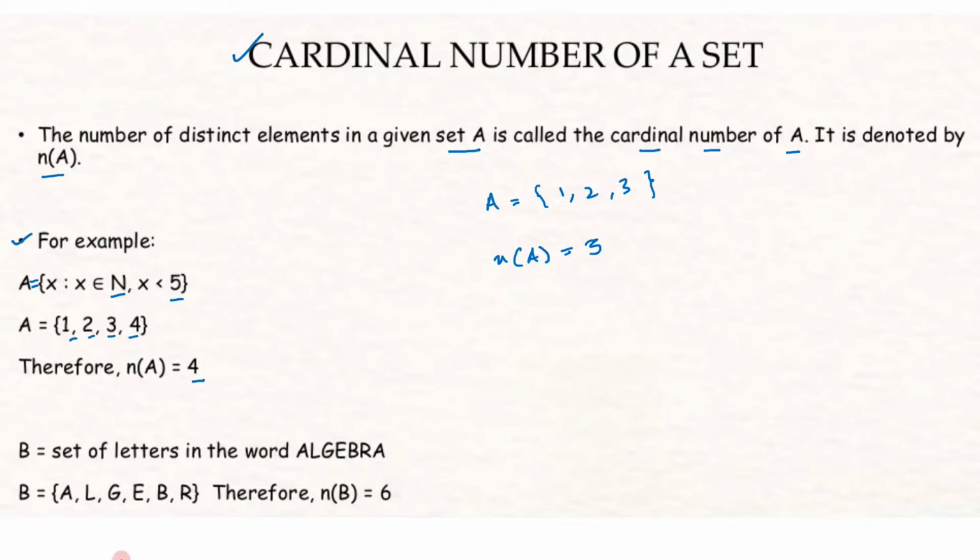Similarly, we have another example where we are having a set B which is the set of all letters in the word algebra. If we represent this set in roster form, we'll be having the elements as A, L, G, E, B, R. As we know that repetition is not allowed whenever a set is represented in roster form, we're having only 6 elements in this case. So we can say that the cardinal number of set B is equal to 6.